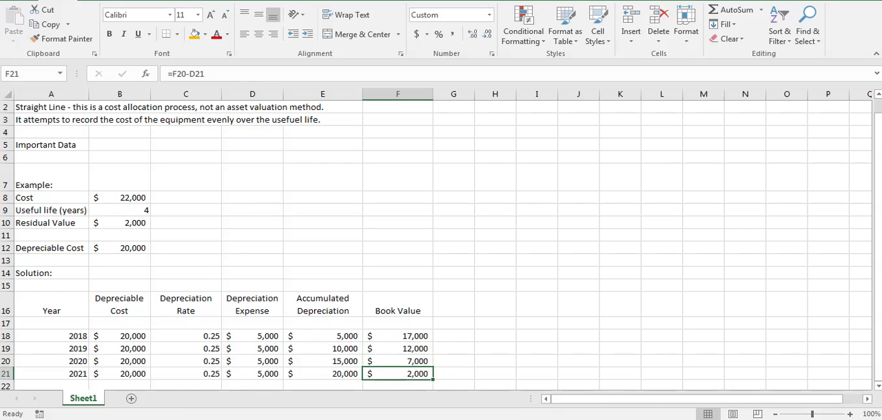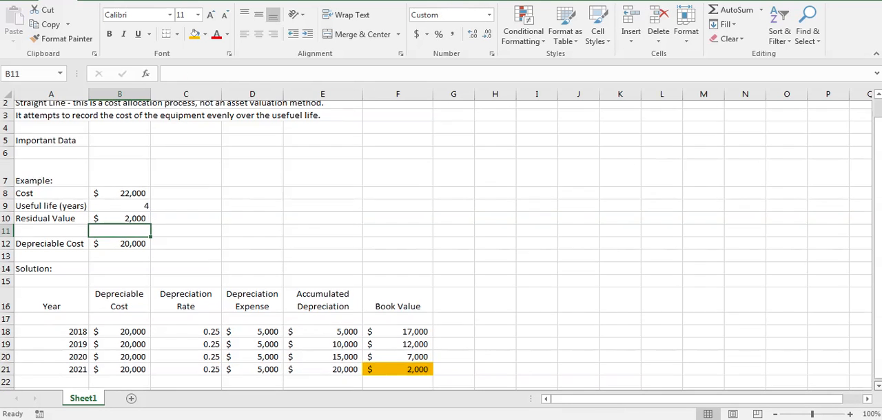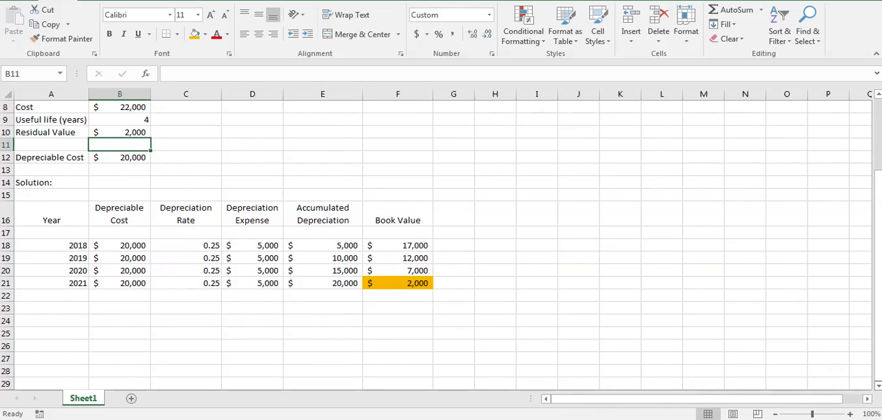as our residual value. As you can tell, if I eliminate the residual value, it will go to 0, meaning that we have already set up the correct amount. So now we will place that back. 2,000 is our residual value. Remember, residual value does not mean the fair value. Book value and fair value are not necessarily equal.